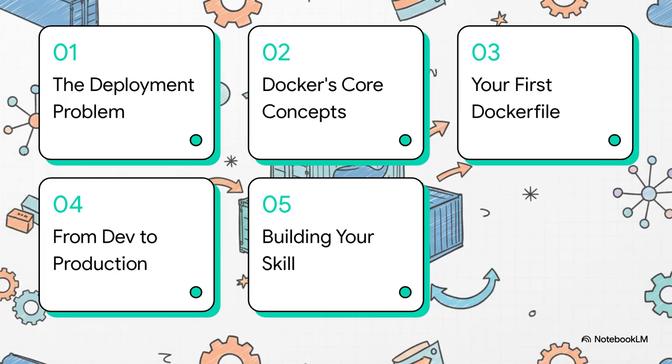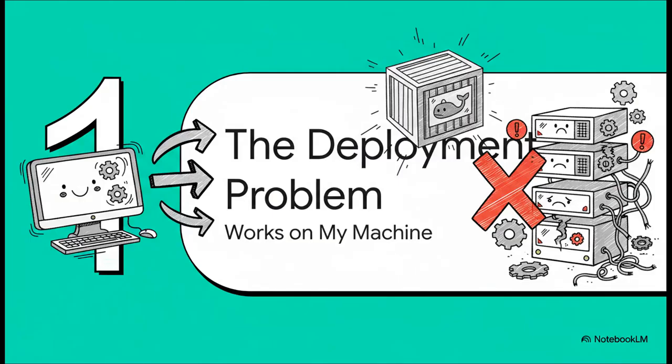Here's how we're going to break this down. We're going to follow a simple why, what, how structure. First, the why. We'll dig into the deployment problem itself. Then, the what. We'll cover Docker's core concepts. And finally, the how. We'll map out the entire journey, from writing your very first Dockerfile to building a reusable pro-level skill.